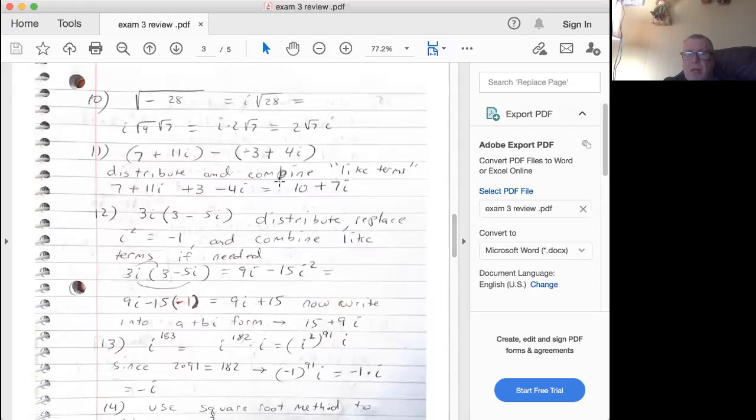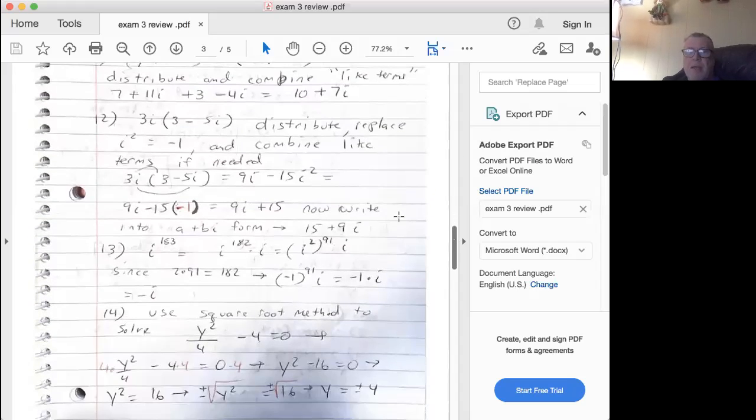When we add complex numbers together or subtract complex numbers, we distribute and combine like terms. So I'm going to distribute this negative, giving me a positive 3 and a negative 4i. So I combine the 3 and the 7, that gives us 10. The 11i minus 4i gives us a 7i.